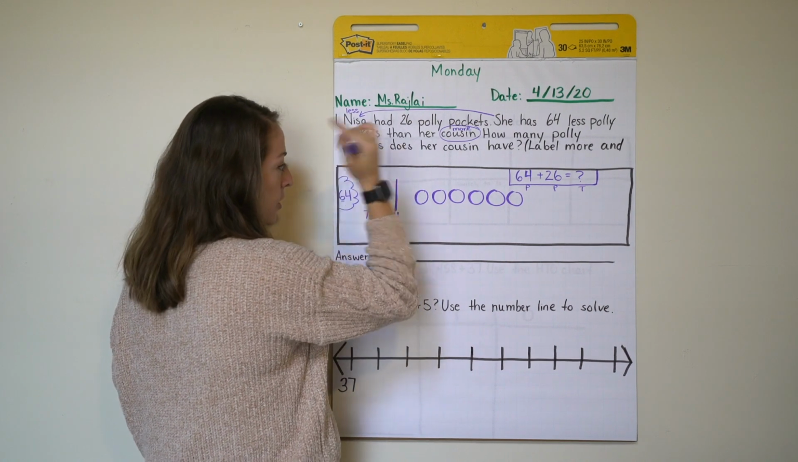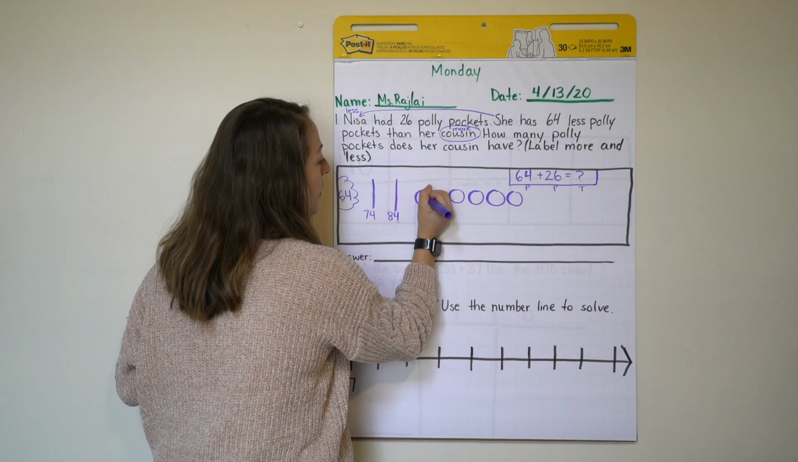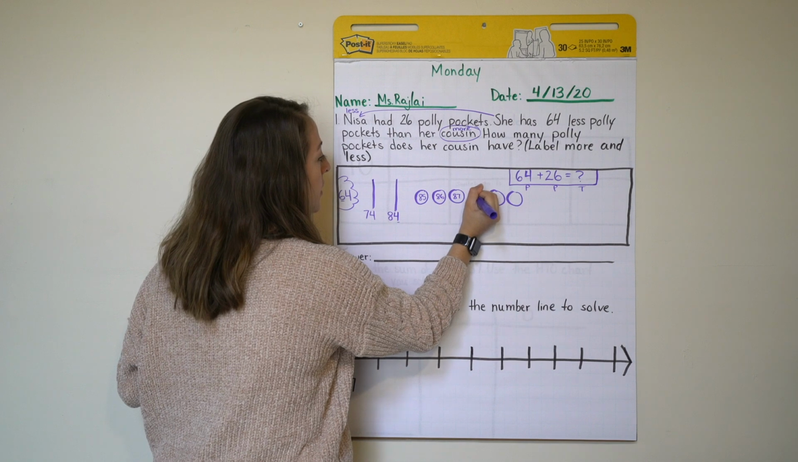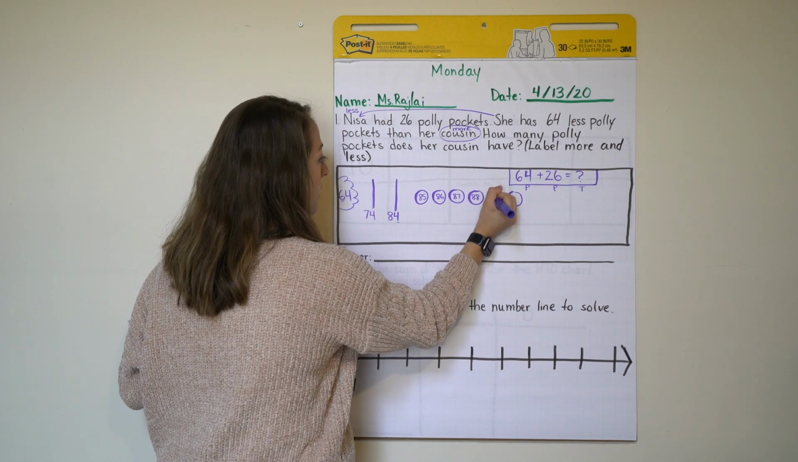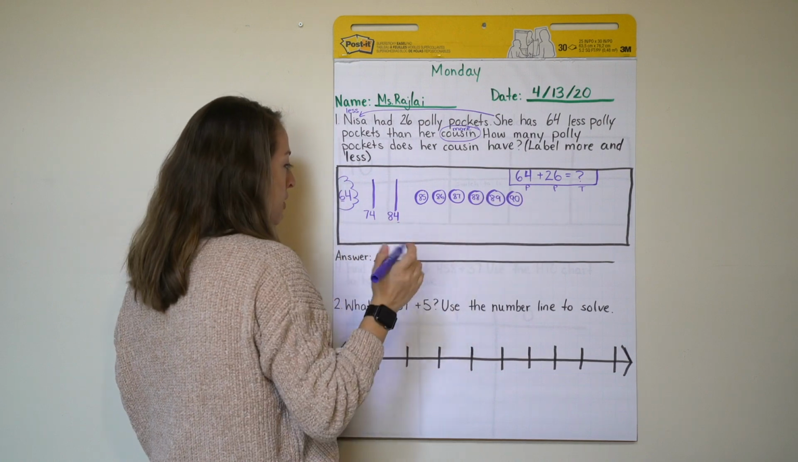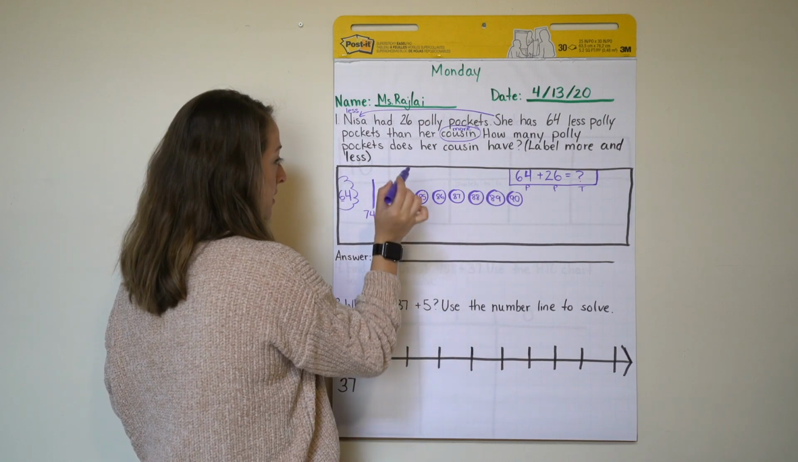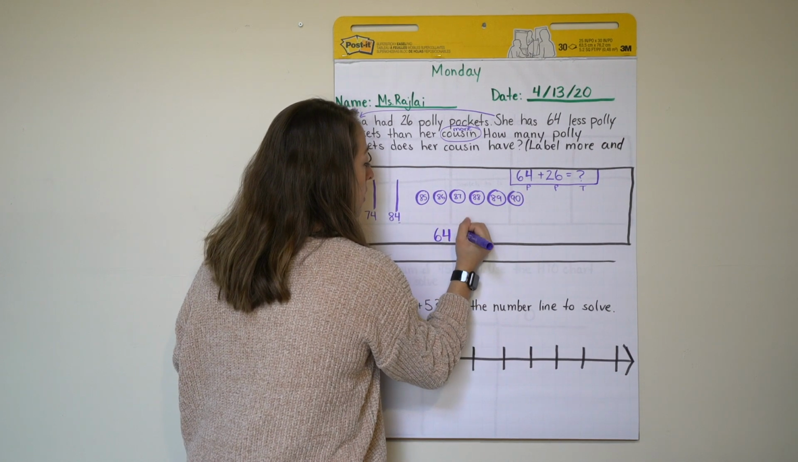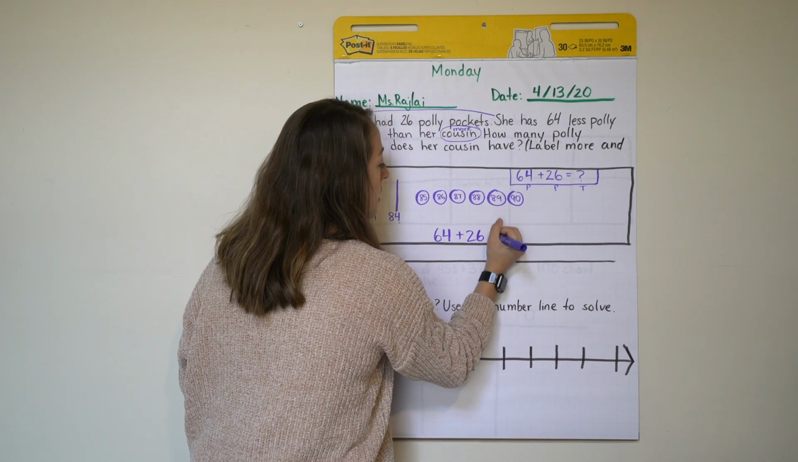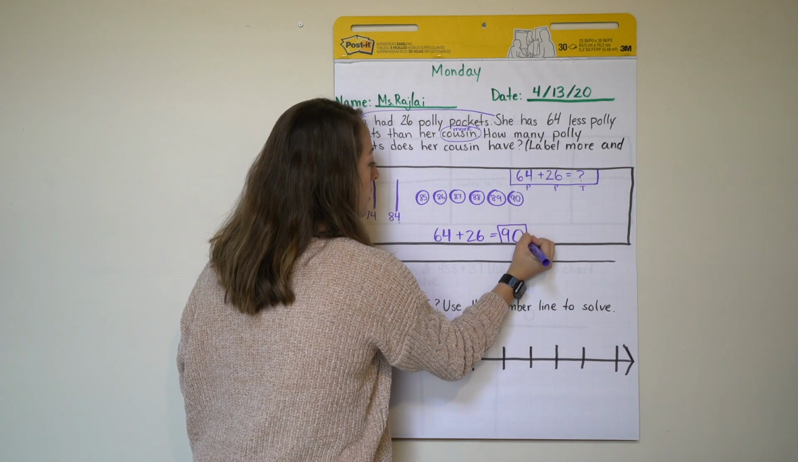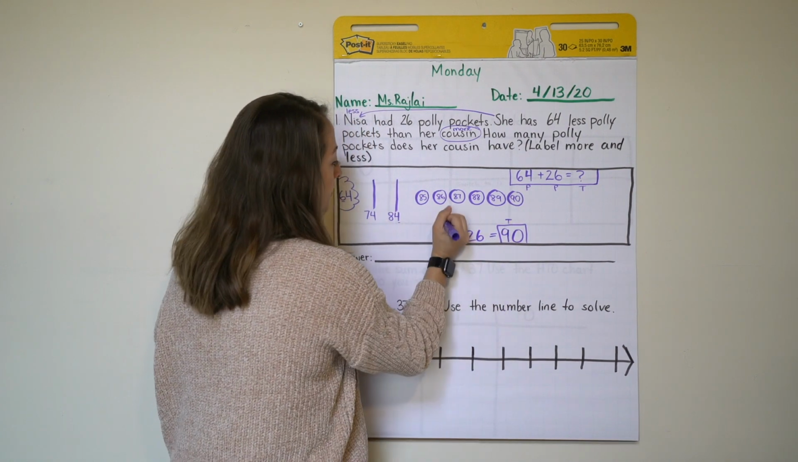So 84, 85, 86, 87, 88, 89, 90. Now you can take the time to write a number sentence that matches your work. So I did 64 plus 26 equals 90. 90 was my missing total.